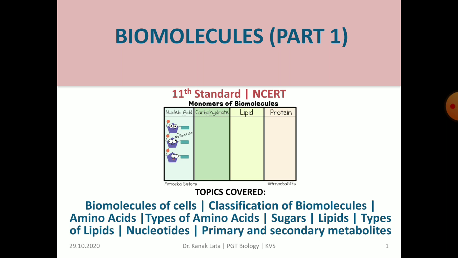Today I am here with Biomolecules part 1 of 11th standard. In this session we are going to discuss biomolecules of cell, classification of biomolecules, amino acids, types of amino acids, sugar, lipids, types of lipids, nucleotides, primary and secondary metabolites. So let us start with biomolecules of cell.